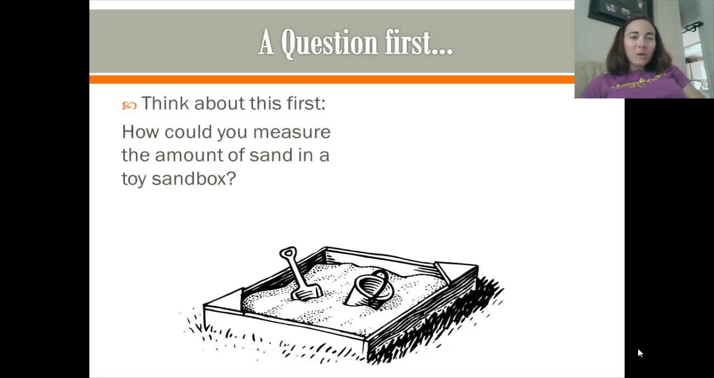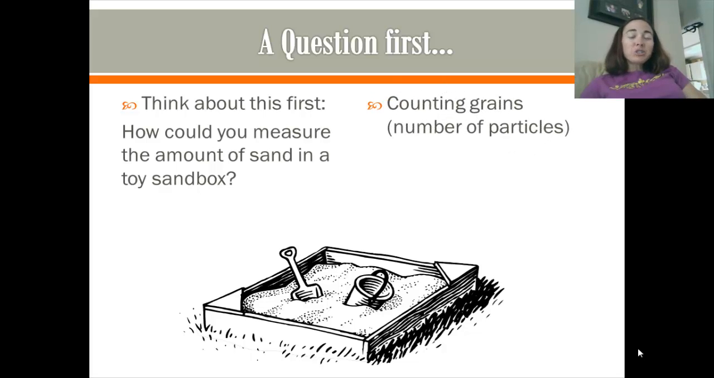Let me ask you a question first. If you had a sandbox like the one pictured here, how could you figure out how much sand is in that toy sandbox? Is there more than one way that you could do that? Think about these options. One way would be to actually count the grains, count the number of sand particles in the box. That sounds kind of like a pain. Takes a long time too.